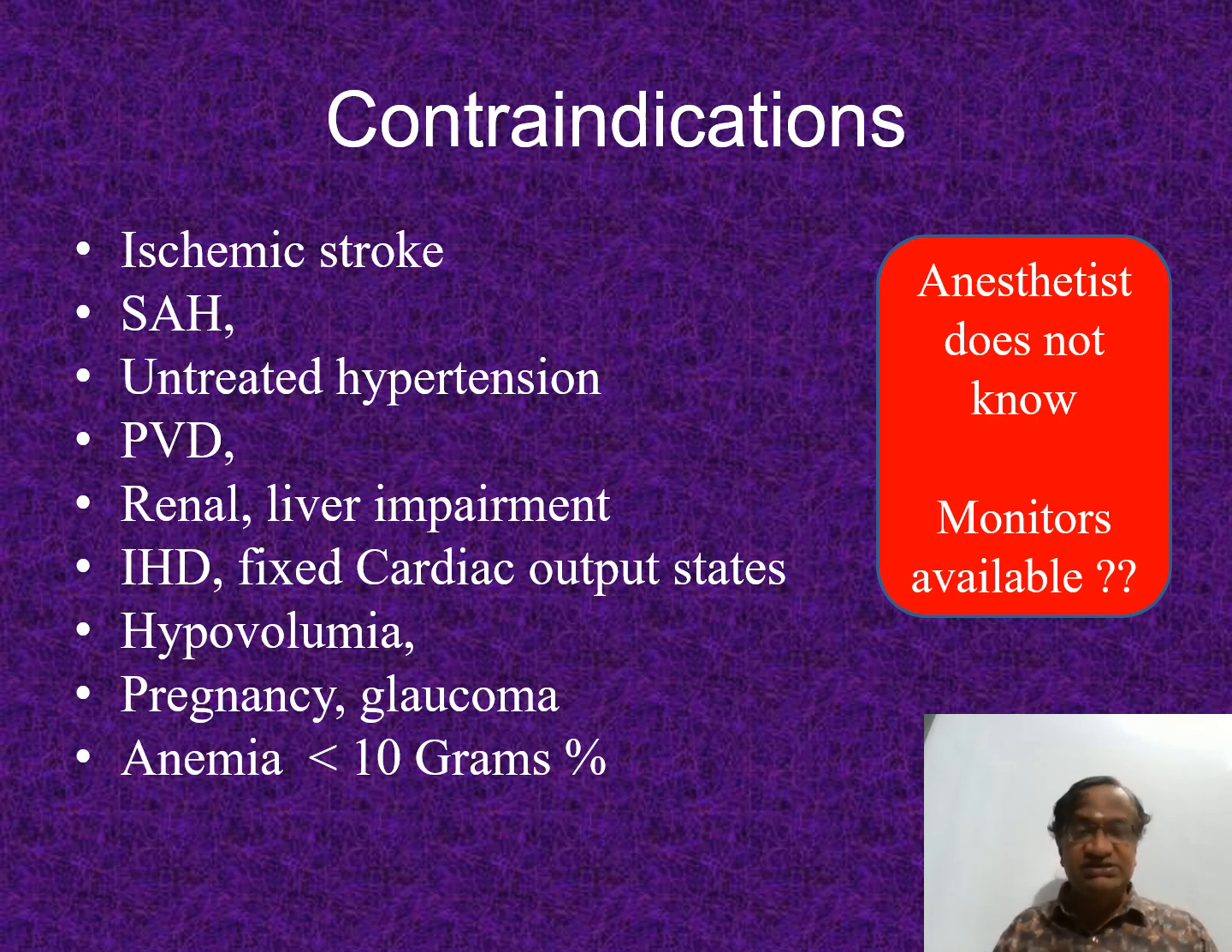Somebody may ask: the ischemic stroke is old and now the patient is coming for some surgery, like scoliosis surgery or something like that. Yes, we should be very careful, or treat it as a minimal contraindication to hypotensive anesthesia.